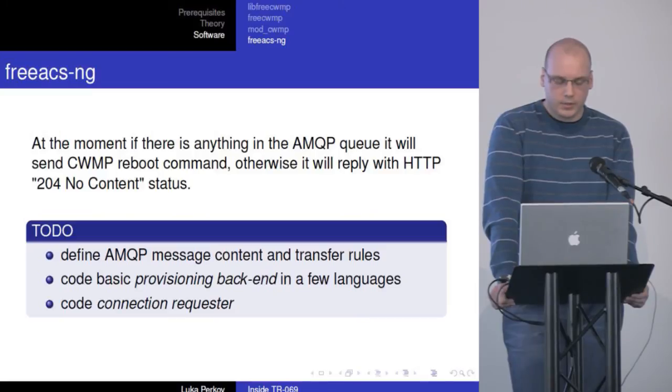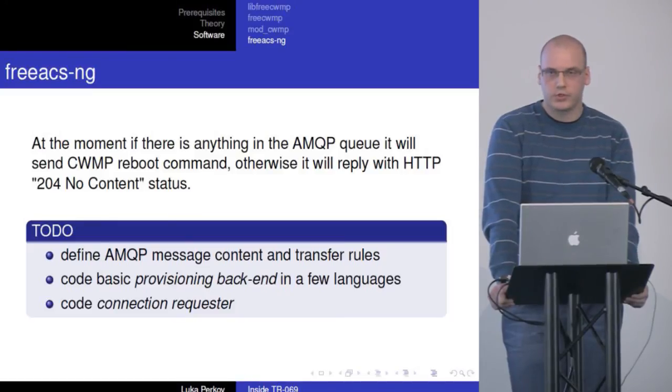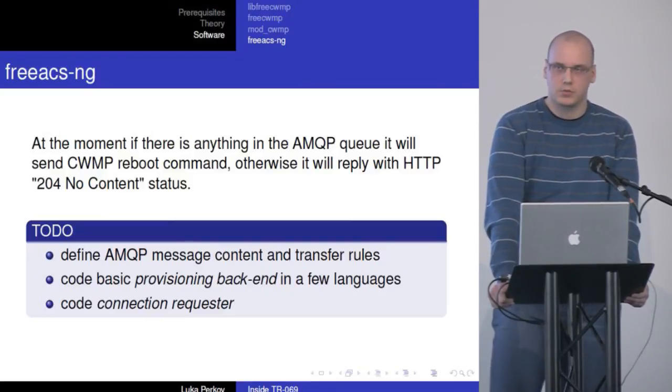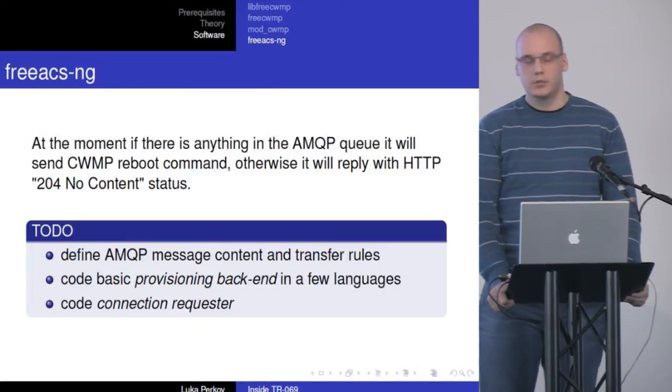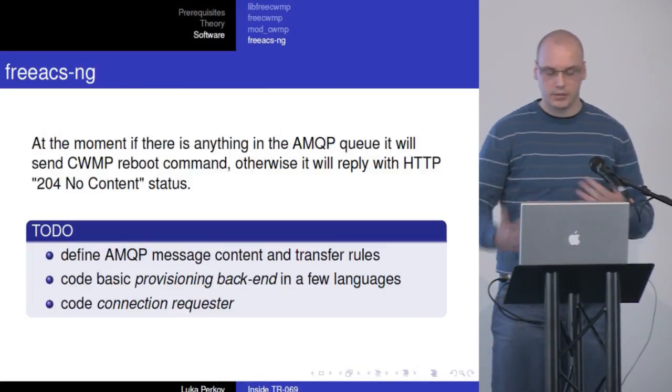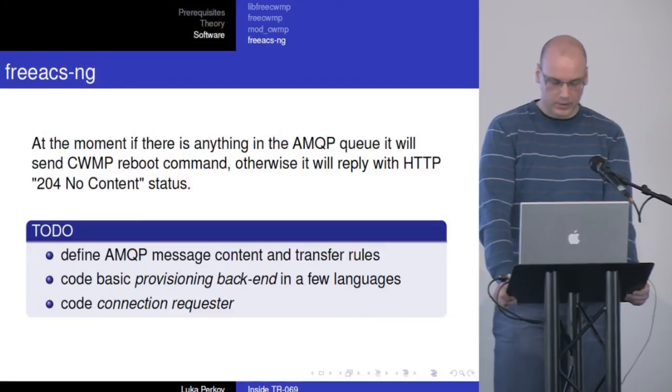What I plan to do is define how the AMQP message will look and what format it will be, code the provisioning backend in a few languages, and I also need to code the connection requester. So when you want to set some parameters and you want the CPE to connect, you need to kick it so it connects back to the ACS, and then you provision the data that you want.